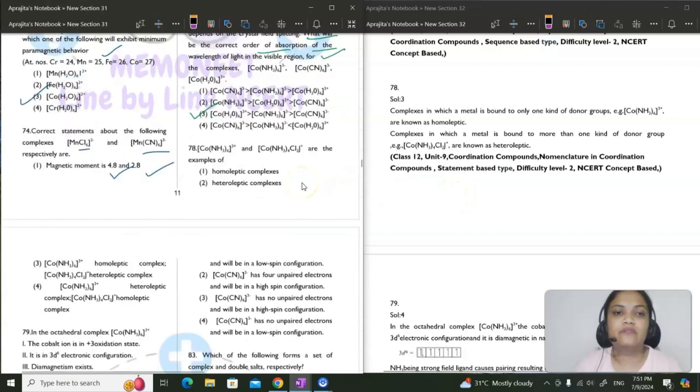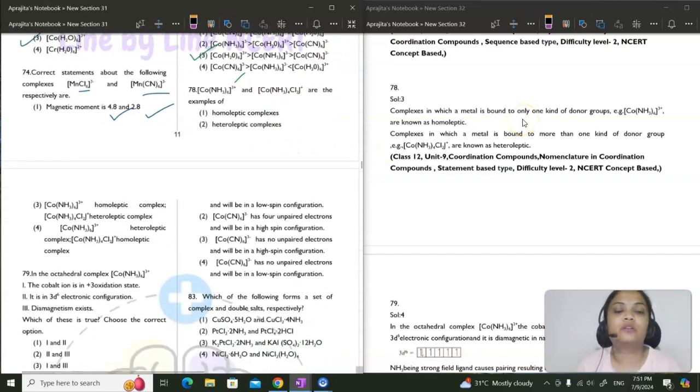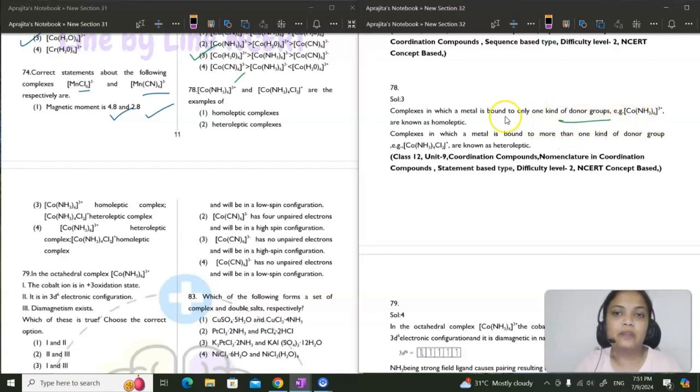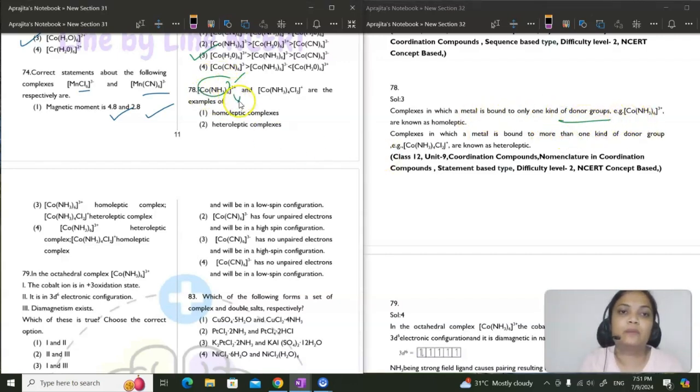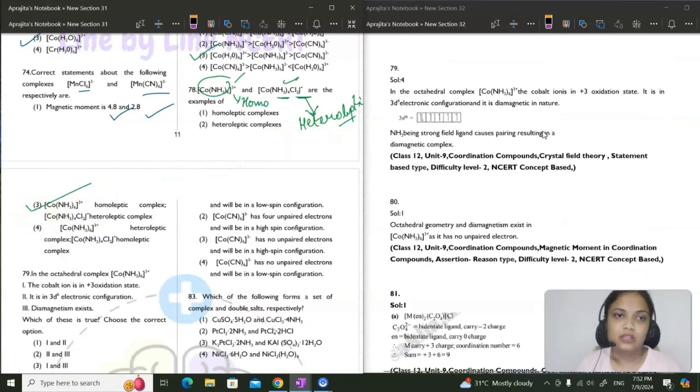All right, question number 78. So these two compounds are given here. Now you know the complex in which metal is bound to only one kind of donor group is homoleptic. So this one is a homoleptic compound, and the other one has both ammonia and chloride, so more than one kind of donor group is there, so it's a heteroleptic compound. So the answer is option number 3.